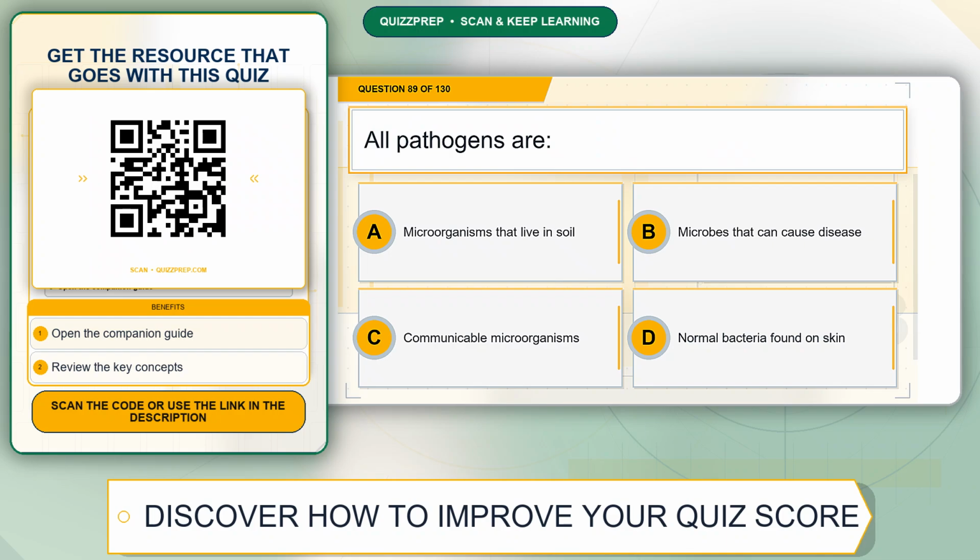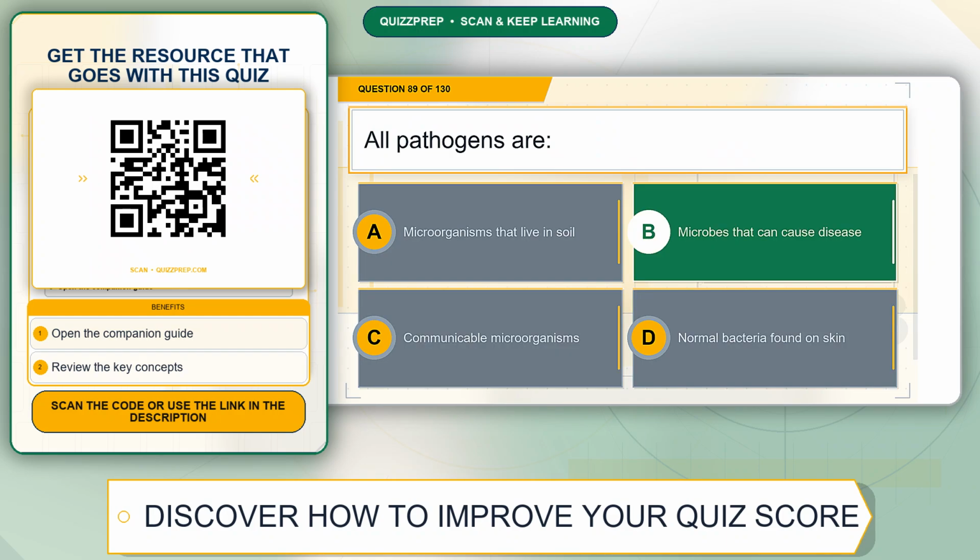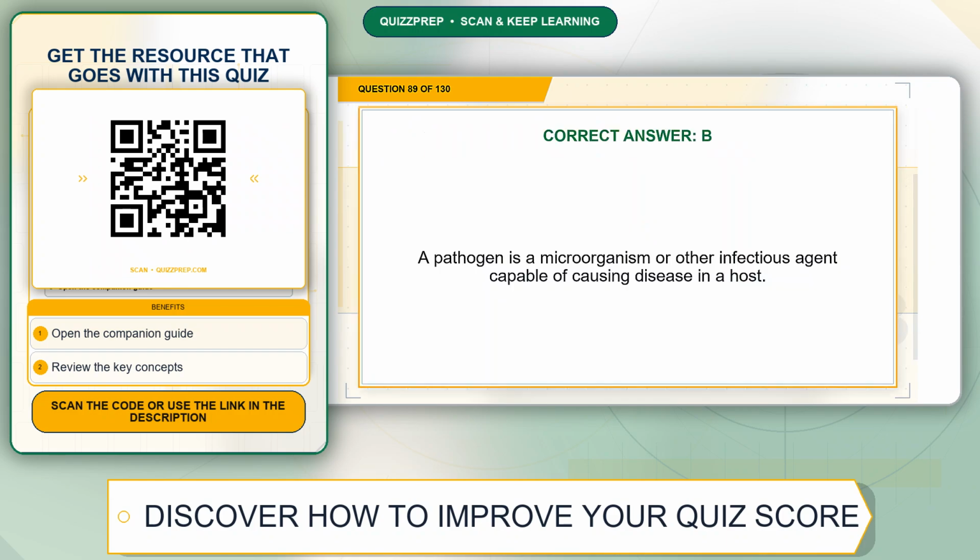Option B, microbes that can cause disease. Option C, communicable microorganisms. Option D, normal bacteria found on skin. The correct answer is option B, microbes that can cause disease. Explanation. A pathogen is a microorganism or other infectious agent capable of causing disease in a host.